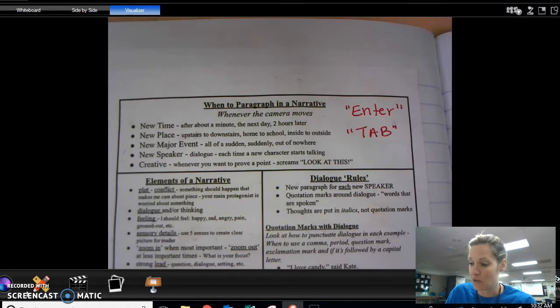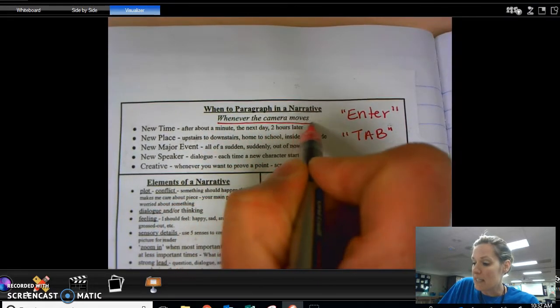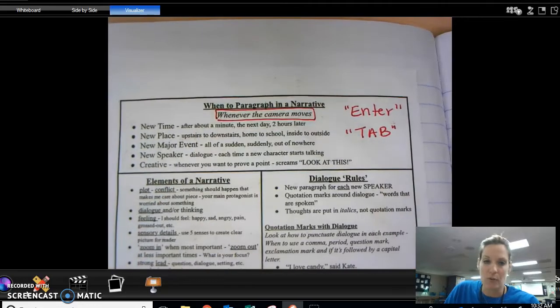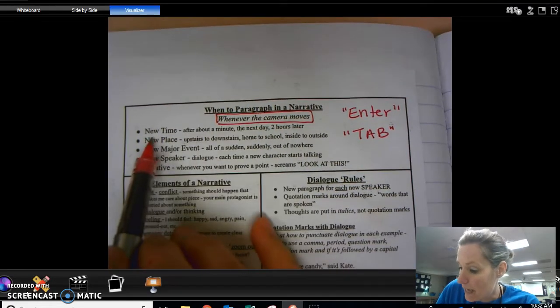So the 5 times that you paragraph in a narrative piece, these are by no means the end-all be-all, they're just some general rules to think about. The first is this idea of whenever the camera moves. And that is like in a movie, if they would be watching one character who's doing something and then it would switch to another character. Or if they're watching one character and then the camera would switch to the table because something happened there, you would put a new paragraph to show your reader that the shift of what you're wanting us to focus on has changed.